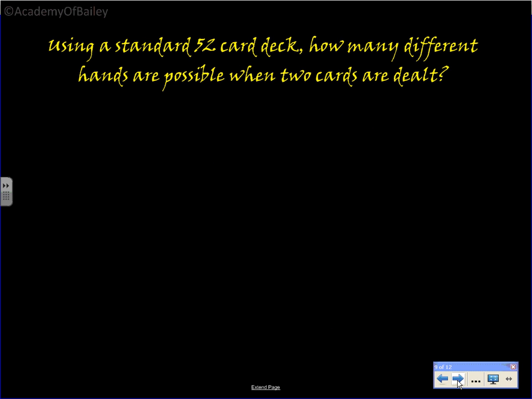We're talking about a deck of cards. A deck of cards has 52 cards in it, so we're going to be using a standard 52 card deck. How many different hands are possible when 2 cards are being dealt? Well, if we think about it, you're getting 2 cards. If there are 52 cards and you are dealt the first one, there are 52 choices that you could possibly get. You could possibly get 52 different cards. You're only going to get 1 card, but you have 52 different choices that could appear in your hand.